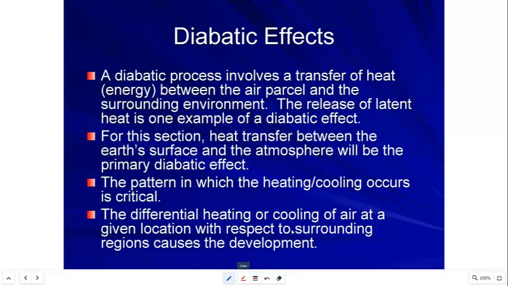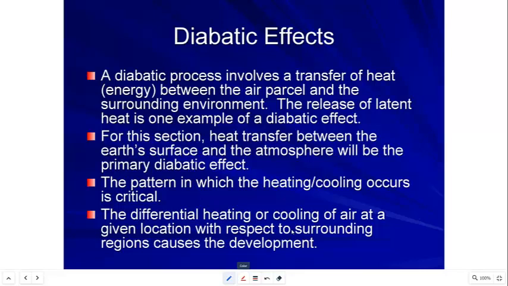Okay, the chapter that we're currently working on is the evolution of a baroclinic system, and we went through the adiabatic processes during our last lecture before spring break. Now let's talk a little bit about the diabatic effects. Remember that a diabatic process involves a transfer of heat energy between the air parcel and the surrounding environment. So the release of latent heat is one example of a diabatic effect. For this section though, the heat transfer between the Earth's surface and the atmosphere will be the primary diabatic effect.